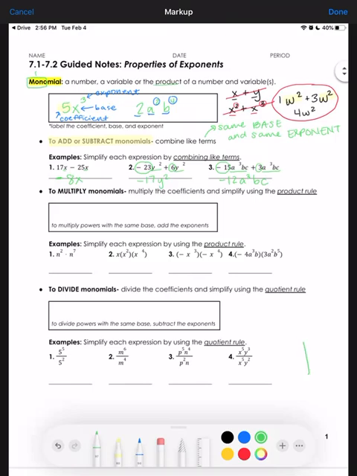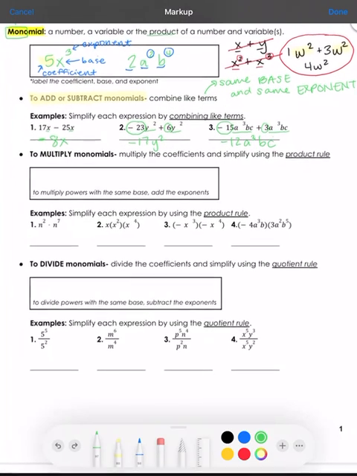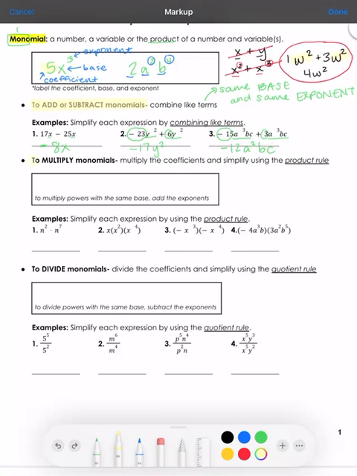All right, so that is our first property of exponents. Now we're going to move on to some different operations. To multiply monomials, we're going to multiply the coefficients together and simplify using the product rule. The product rule is this: if I have x to a power times x to another power, this will simplify to x, and I add those powers together.